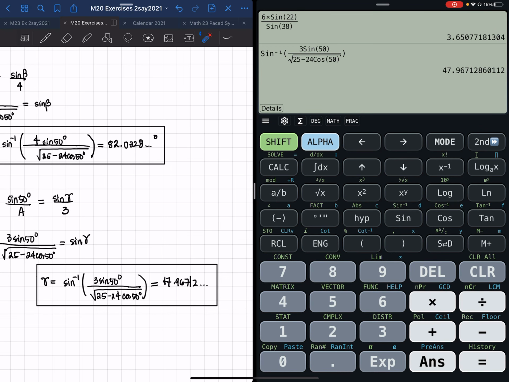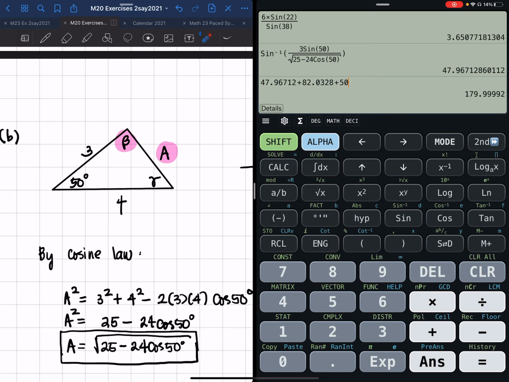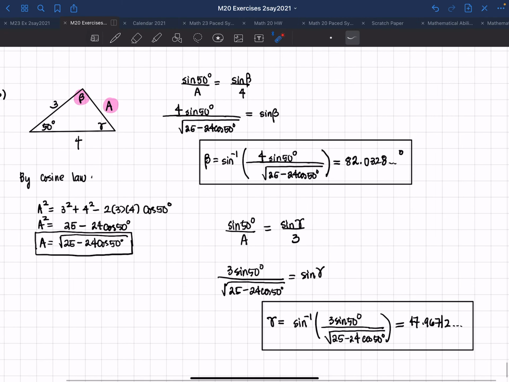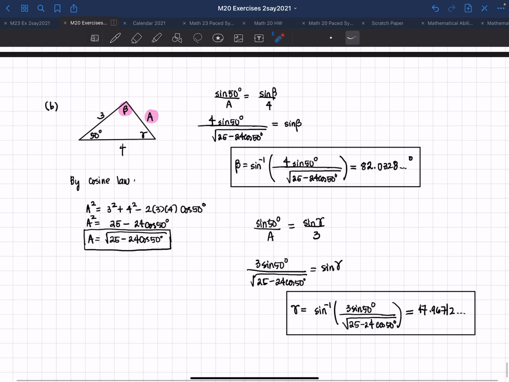Check nga natin kung dapat ang sum nila ay 180, no? So, 47 point something. Of course, hindi sakto yung makukuha natin kasi may pinutol tayong value. Plus 82.0328 plus, ano yung isang angle? 50 degrees. So, 179.99 something. So, tama yan. Pag inadd mo itong mga bagay na ito, at saka 50 degrees, you should get 180 degrees. And that ends our lesson on right and oblique triangles.